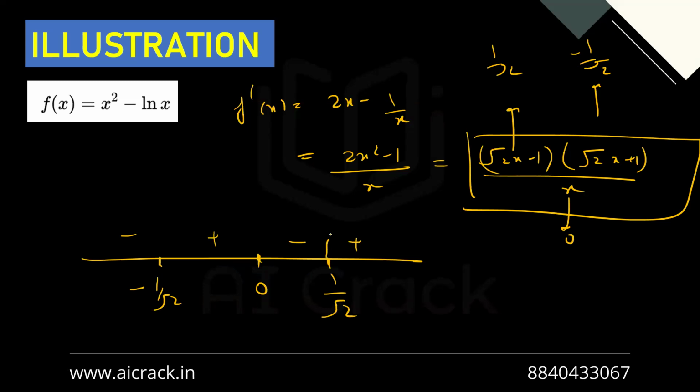Now we can see that the positive region is the one where function would be strictly increasing, and negative region is the one where the function would be strictly decreasing, okay? Over here, simple.